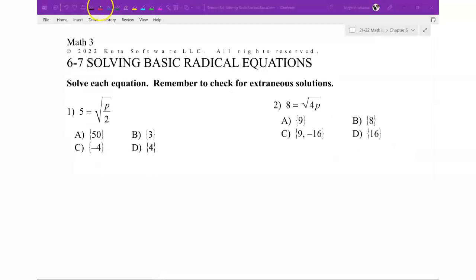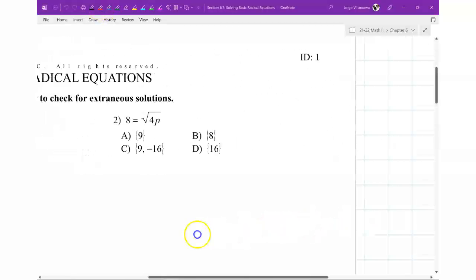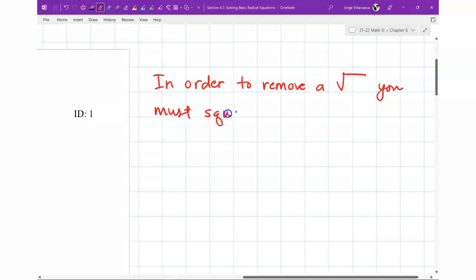All right, so the only notes you really need to know for this is the following. In order to remove a square root, you must square it. Okay, that's the only thing you really need to do, is just square it.